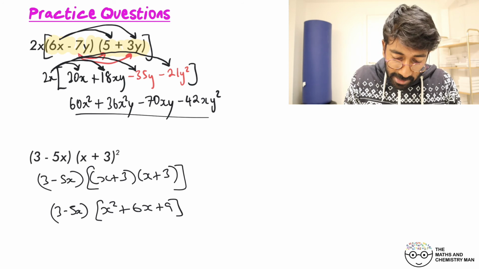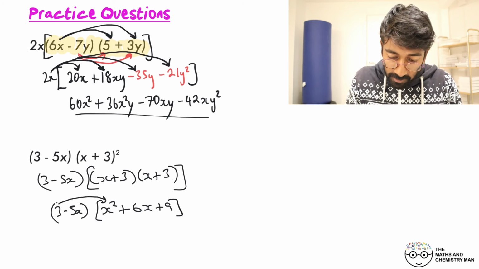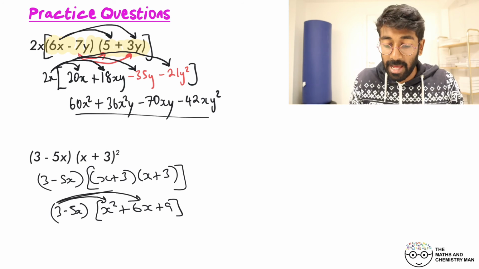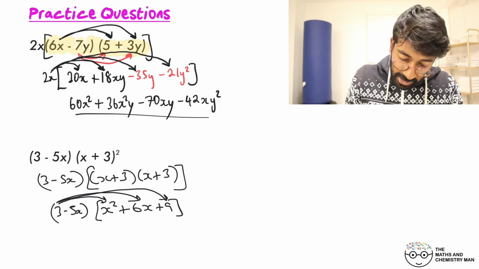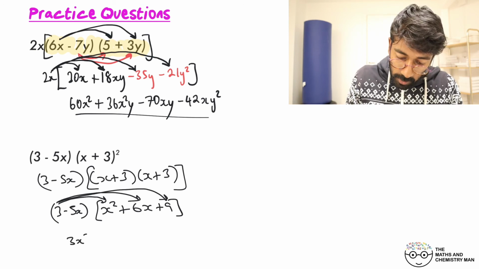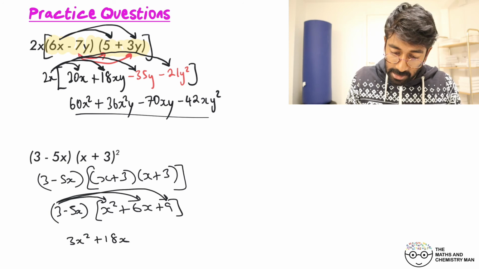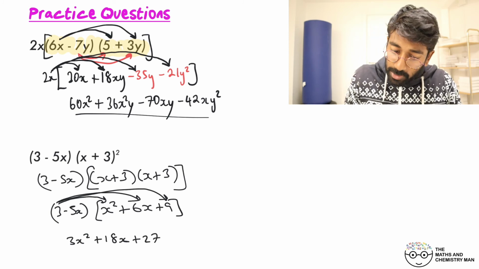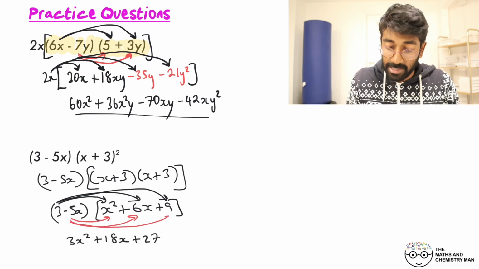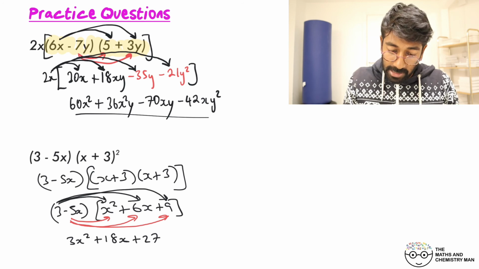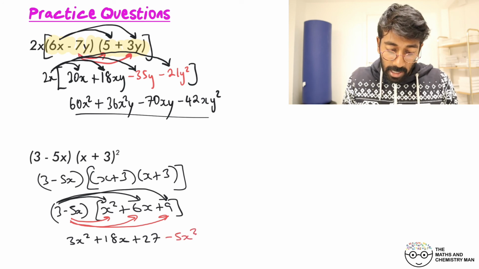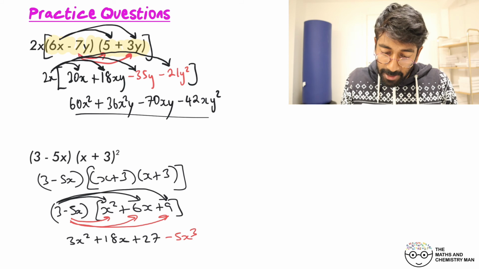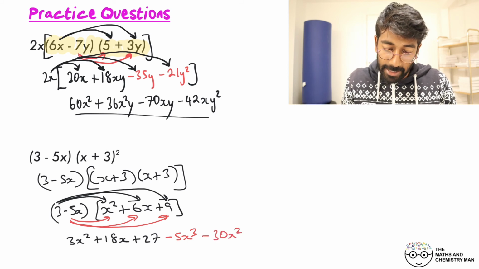What do we do here? We'll take the 3, multiply it by the x squared, then by the 6x, and then by the 9. So that's going to give me 3x squared plus 18x, and then 27. And then let's change color. Now we've got to work with the minus 5x, times that by x squared, then by 6x, and then by 9. So that's minus 5x cubed. There we go. Minus 30x squared, and then minus 45x.